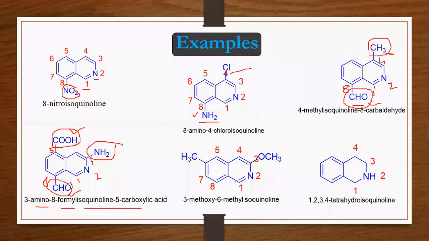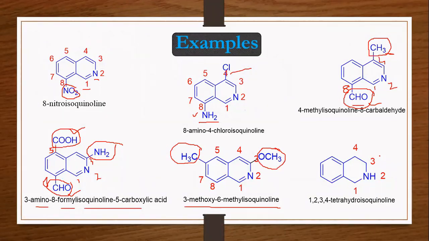Okay. Now, in this example, 2 substituents are there, methyl and methoxy. Methyl is attached at the 6th position, while methoxy is attached at the 3 position. Thus, the name of this molecule is 3-methoxy 6-methylisoquinoline.